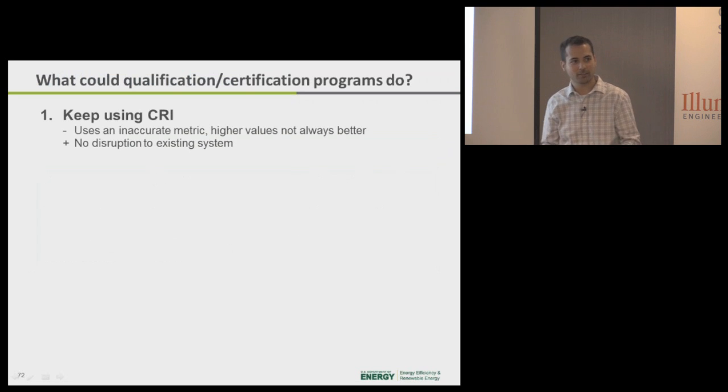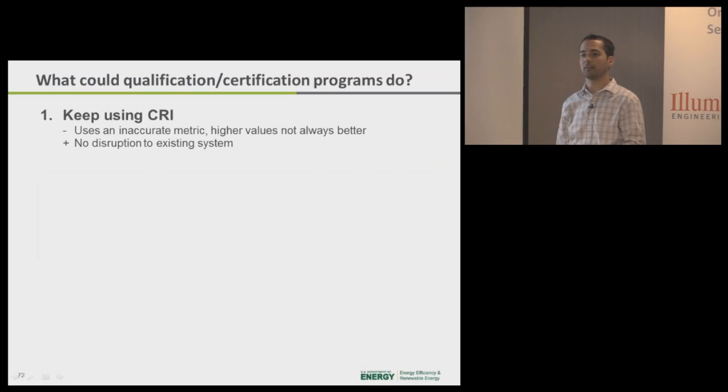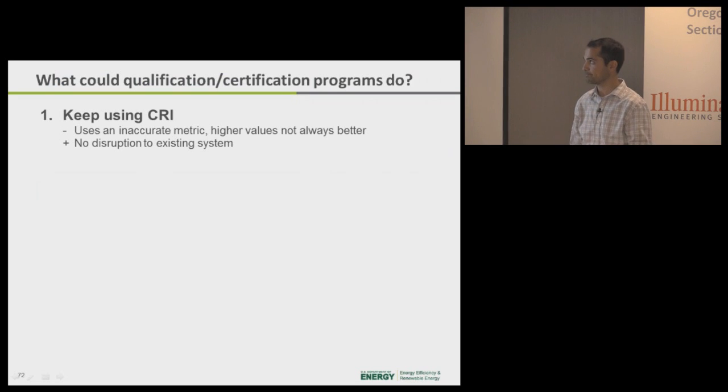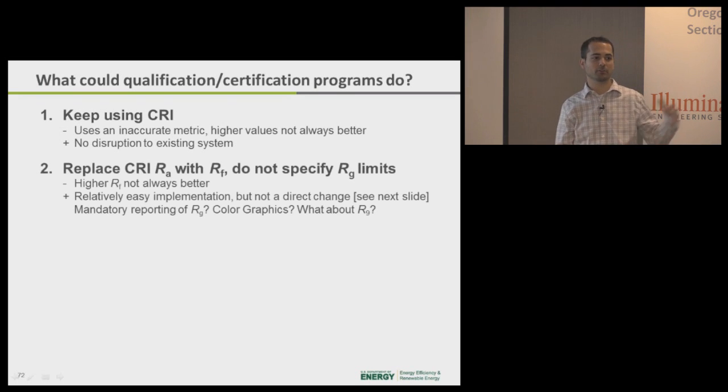Could keep using CRI, that's still on the books. It's convenient to just keep using the same thing, but we leave a lot of information on the table, I guess. Replace it with RF. Don't say anything about RG. That sort of creates a minimum of acceptability, but gives freedom for manufacturers and users to play around with saturation levels and get what they need for the application.